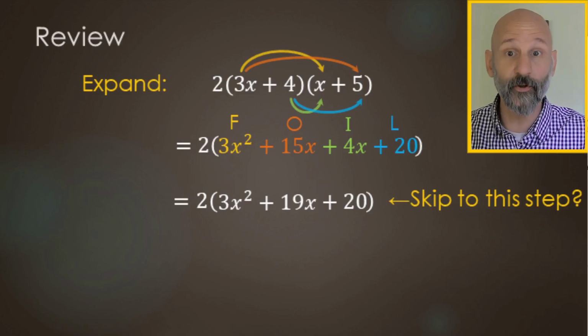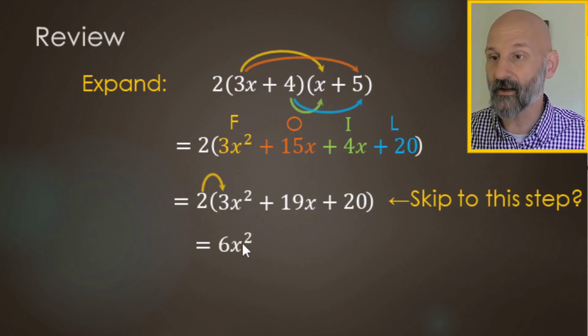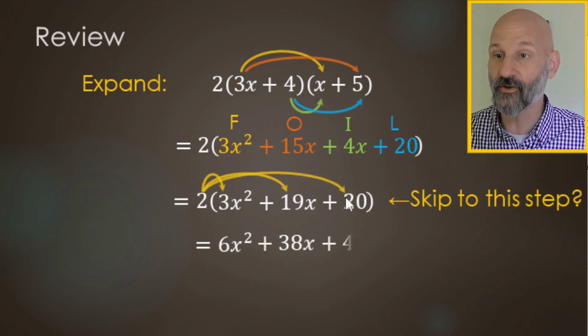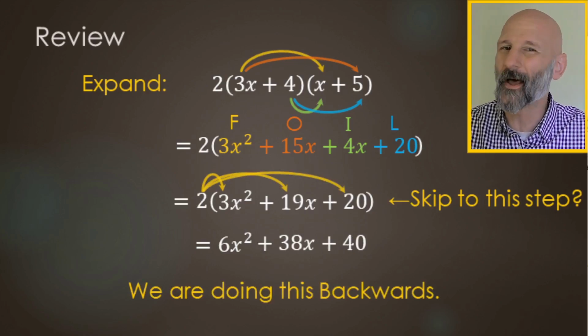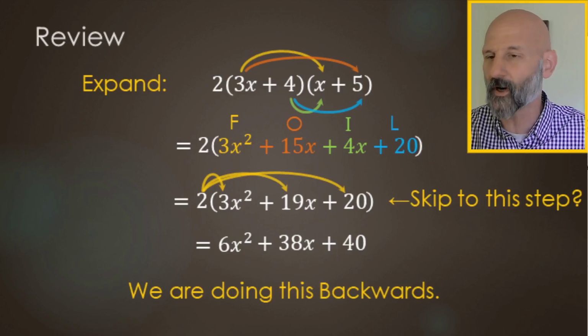Next up, distribute the 2. Here we go. 2 times 3x squared, 6x squared, 2 times 19x, 38x, and then 2 times 20, 40 goes there. And there it's all FOILed out, multiplied, or expanded, whatever the instructions are.